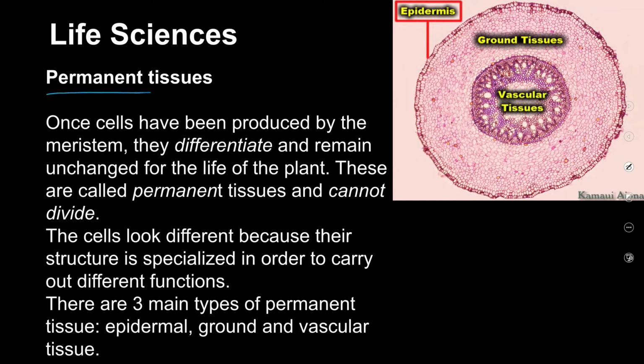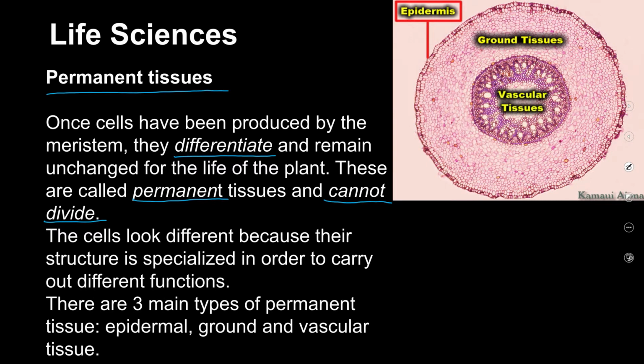So, permanent tissues, once cells have been formed, they differentiate. And once they are permanent tissues, they cannot divide. So you can think of them as grown-up cells. And depending on what their function is, they would look different.